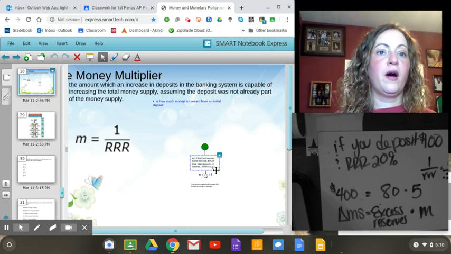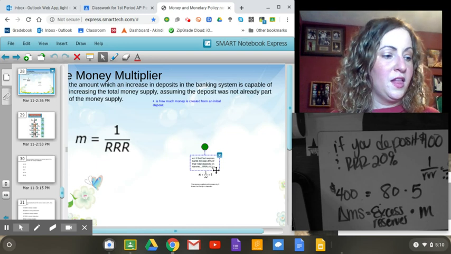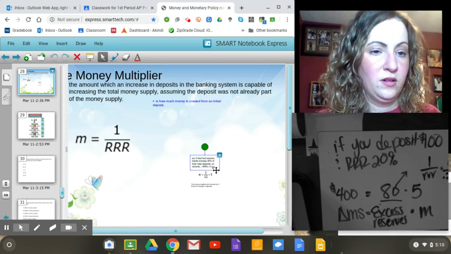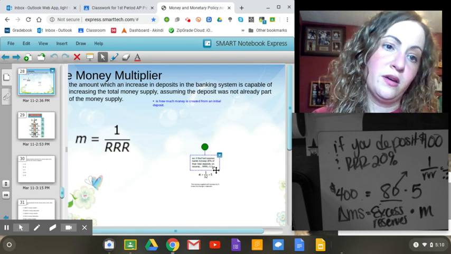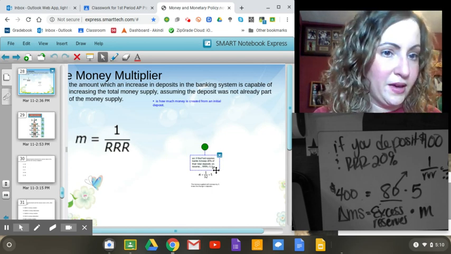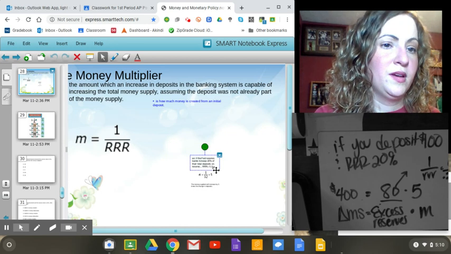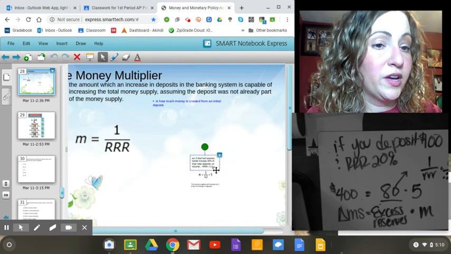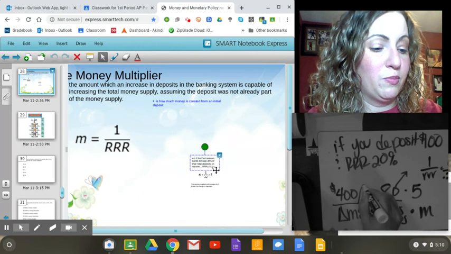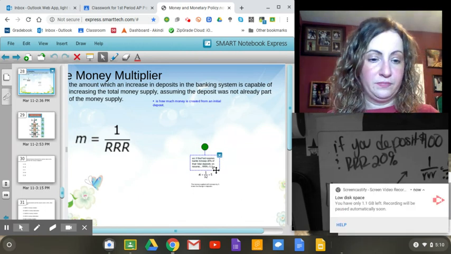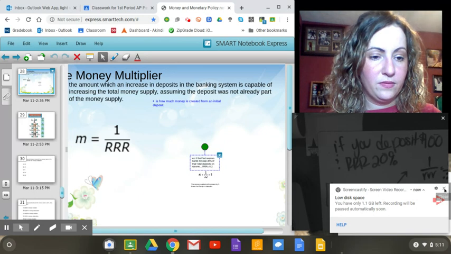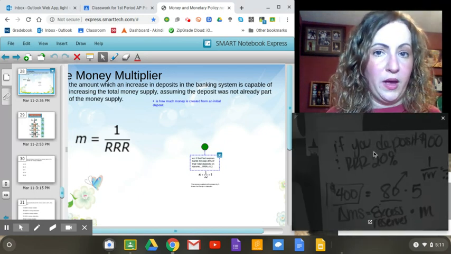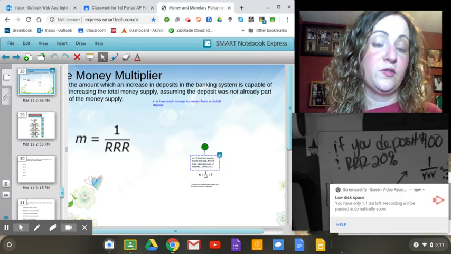Because when you deposit money into a bank, they loan out the 80 to another person who then deposits into their bank. And then that bank takes out 20% and then loans out the rest. And this process will go over and over again until you have changed money supply by $400. Okay, so here's the kicker. When you deposit money into a bank, you are actually creating loans for other people.